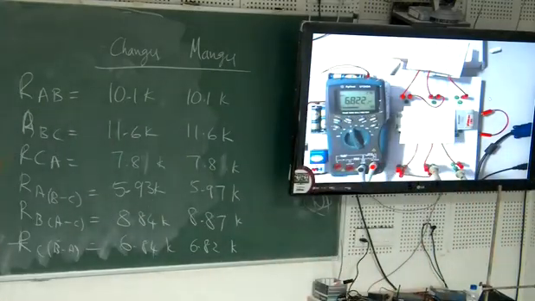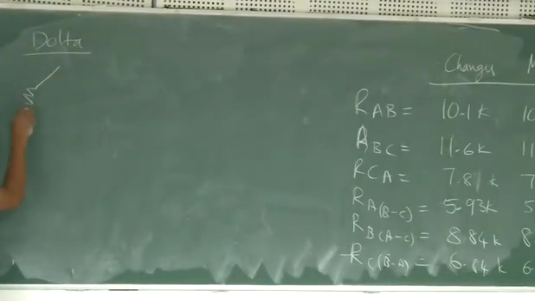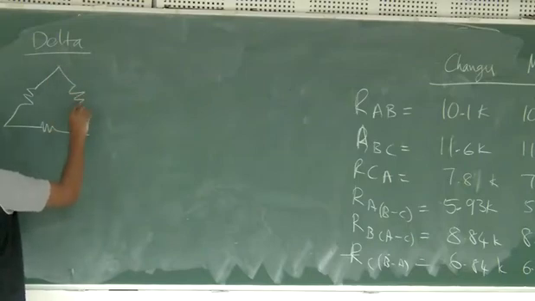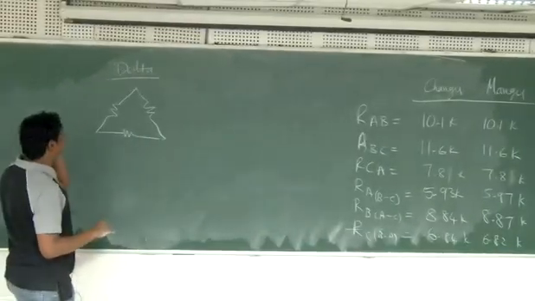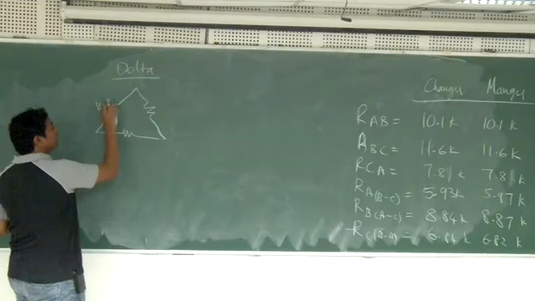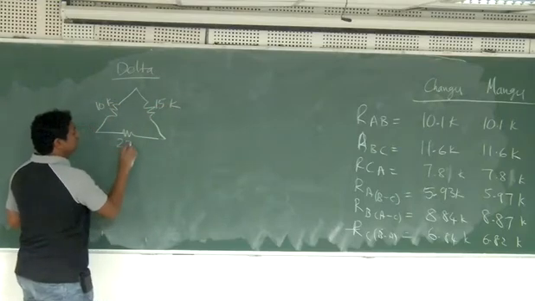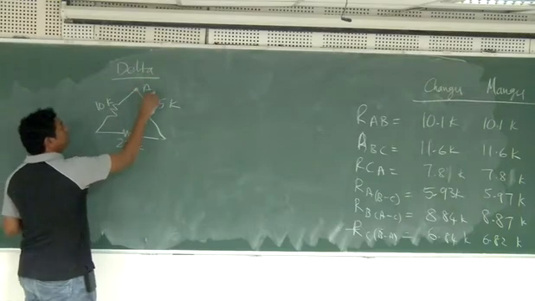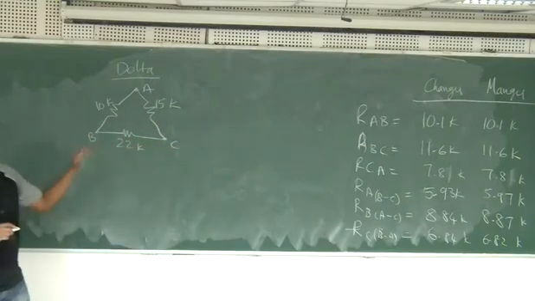I don't know which one is star, which one is delta, but consider the delta part. I'll give you the values of the delta, but which one is delta I don't know. The values of delta are something like this: this is 10 kilo ohms, and this is 15 kilo ohms, and this is 22 kilo ohms. A, B and C, or maybe not, I don't know.